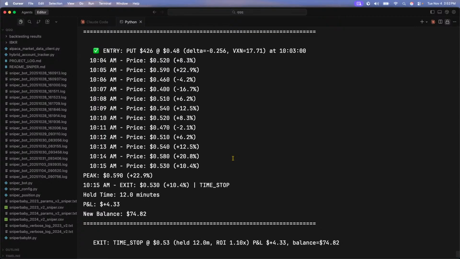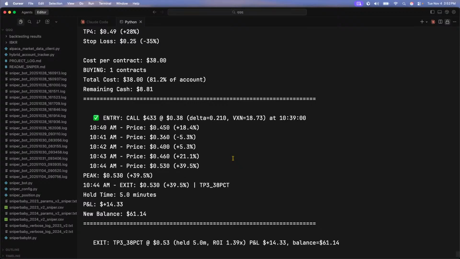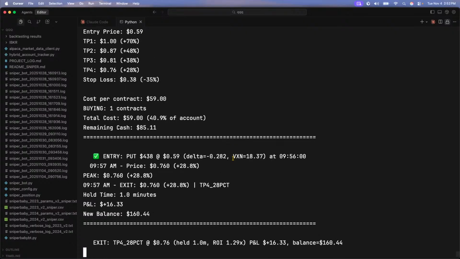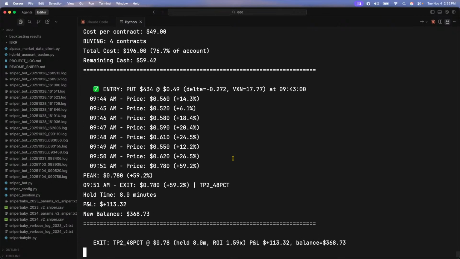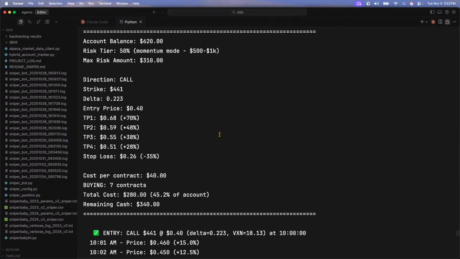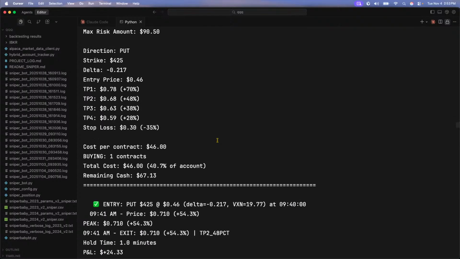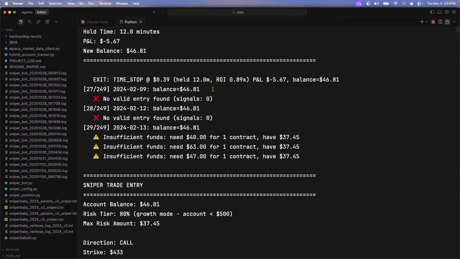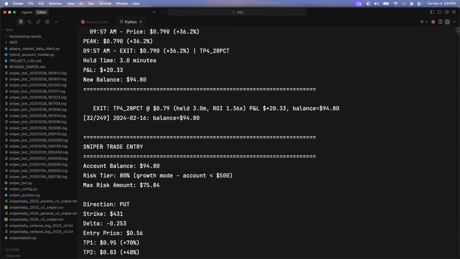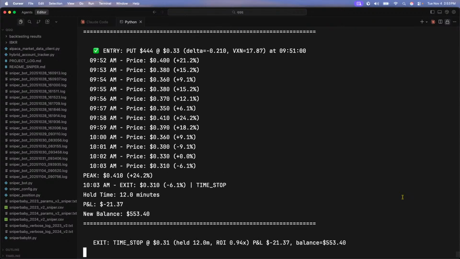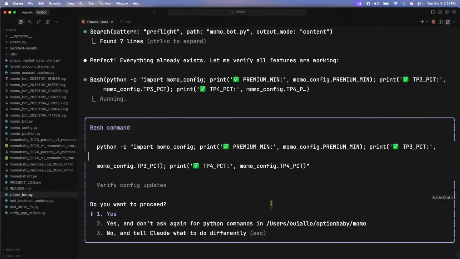Oh, we ran out of money. Y'all saw that? We legit ran out of money. And I know it's running right now, but the strategy ran out of money for a little bit. But it's running right now, so let's see how well it performs.